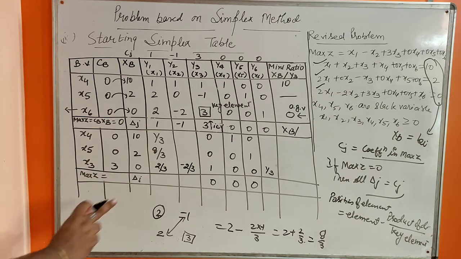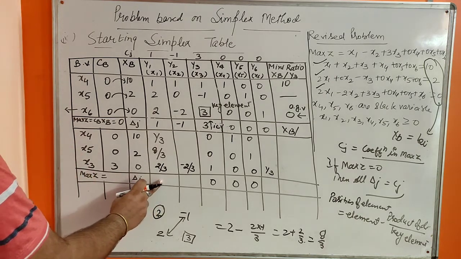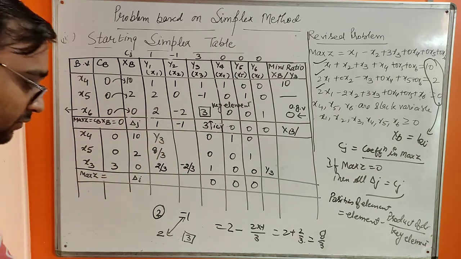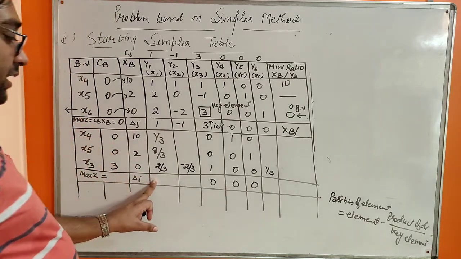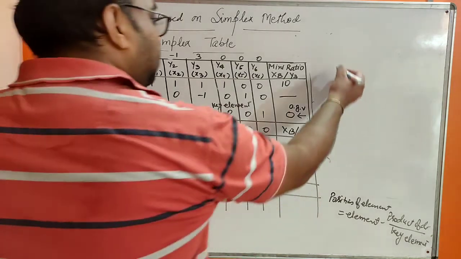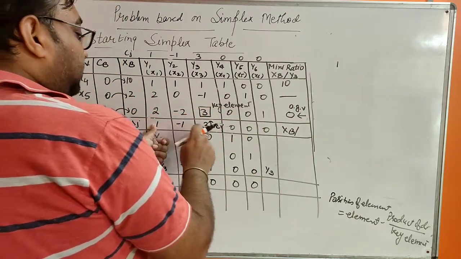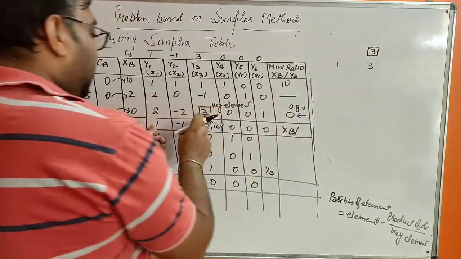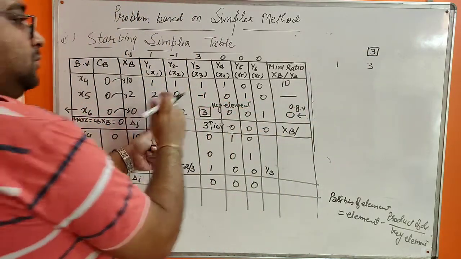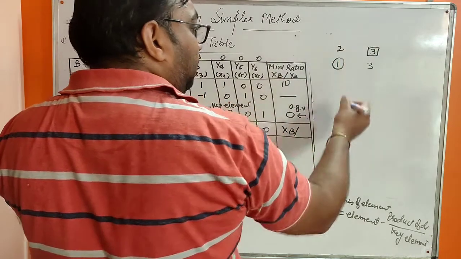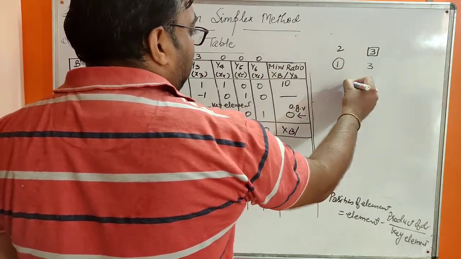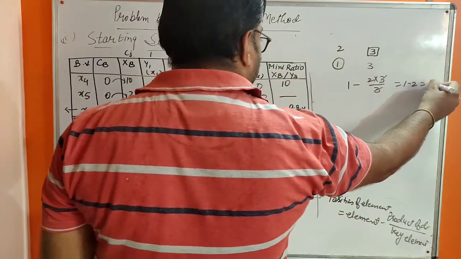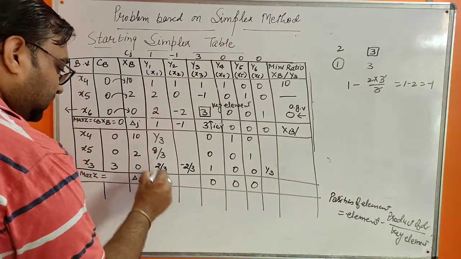Now moving to this last element, this delta J element. This also can be found from this particular phenomena. See, what is written at this particular place? 1. What is in front of this 1 in the key element column? 3. What is key element? 3. And what is in front of 3 in this particular column? 2. So this element we have to find. This is key element and these are the diagonal. So 1 minus 2 into 3 upon 3, that is 1 minus 2, that is minus 1. So this element is minus 1.